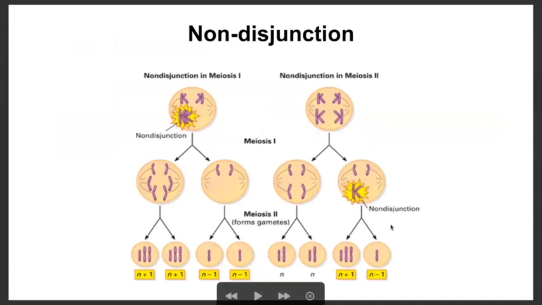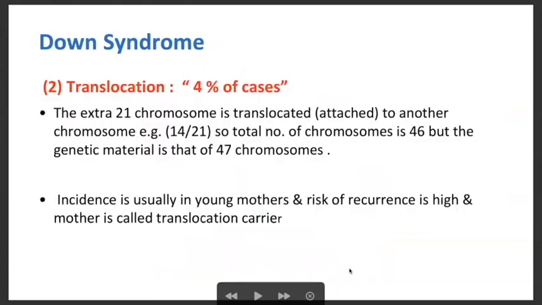Now, in the process of non-disjunction, again, non-disjunction can occur in meiosis 1 and meiosis 2. So here, trisomy 21 can occur either from non-disjunction in meiosis 1, because it can form trisomy, or non-disjunction during meiosis 2, because one product of non-disjunction at meiosis 2 can also be trisomy. The second cause of Down syndrome is translocation, which comprises around 4% of cases.